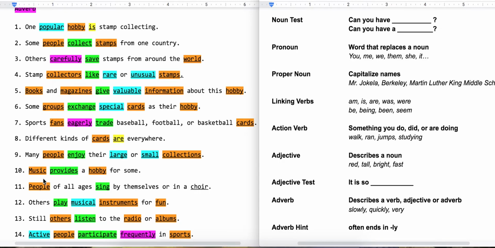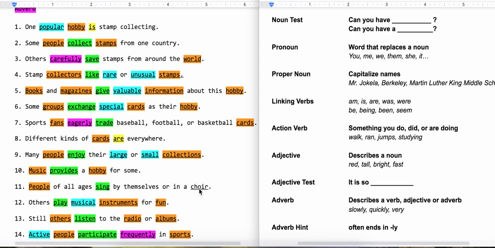Can you have music? Yes. Provides is a verb. That's something you do. All right. She provides a good education. She's actively providing something. A hobby is a noun. Can you have a hobby? Yes. People is a noun. We know that already. Sing is a verb. Something you do. You sing.